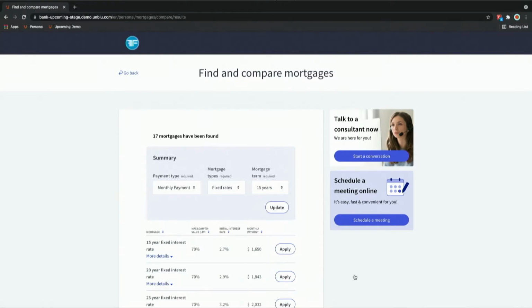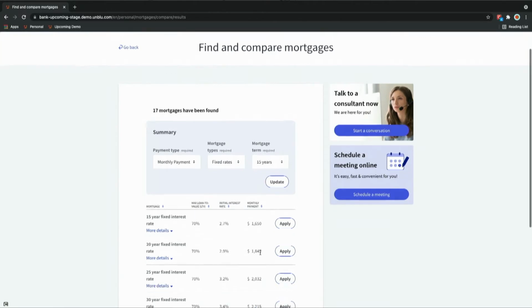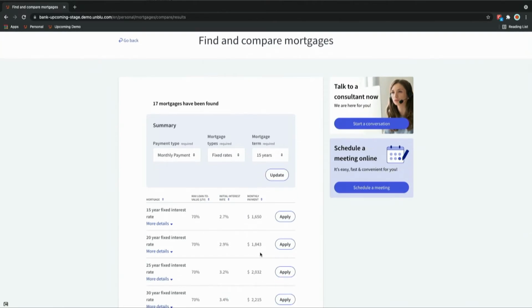If we look, there are 17 different mortgages that have been found. They have different rates, they have different terms. This is absolutely a point in time in which this customer would substantially benefit from some human advice. It's also a point in time in which they're at risk of abandonment, right? They could be overwhelmed or they could be confused by all of the choices. So how does Unblu embed digital engagement right at this very place?